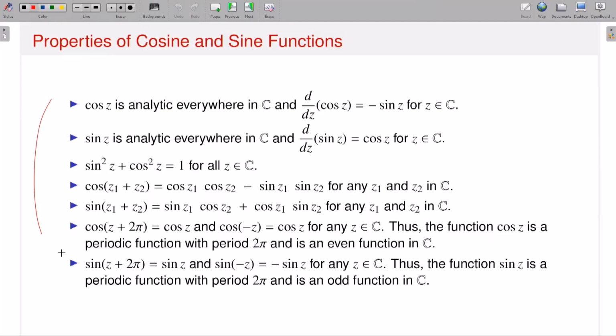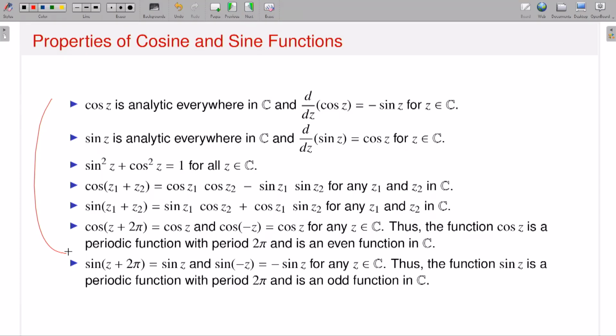Okay, so these are the properties. For example, in the real case, if I have a sine function and cosine function, what is the corresponding derivative? Of course it is differentiable, and if I take the derivative of cosine, it will give minus sine. If I take the derivative of sine, it will give you cosine of x.